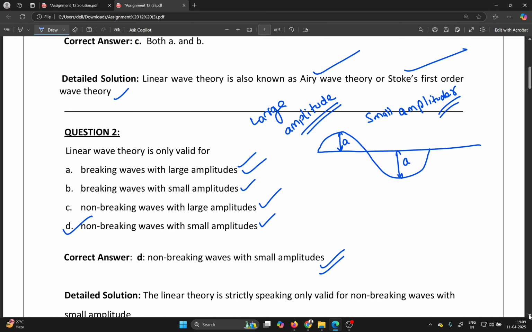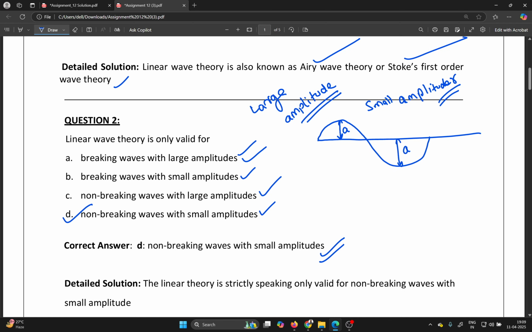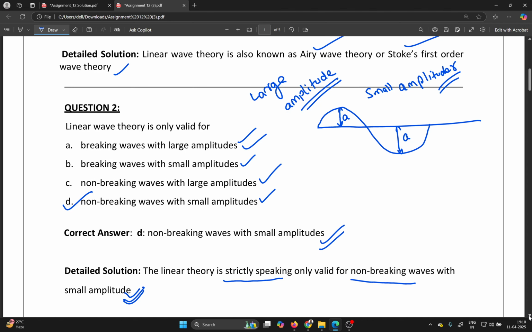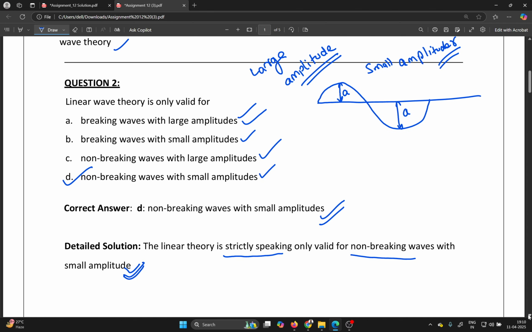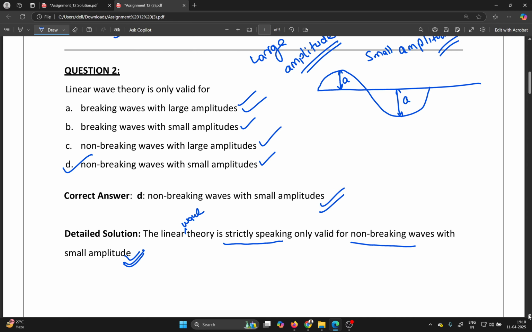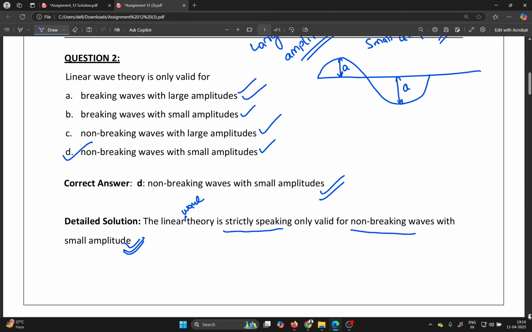Question number 3. Here some description is given. The linear theory is strictly speaking only valid for non-breaking waves with small amplitude. Remember, the linear wave theory. Okay, here linear wave theory. The next question, question number 4.